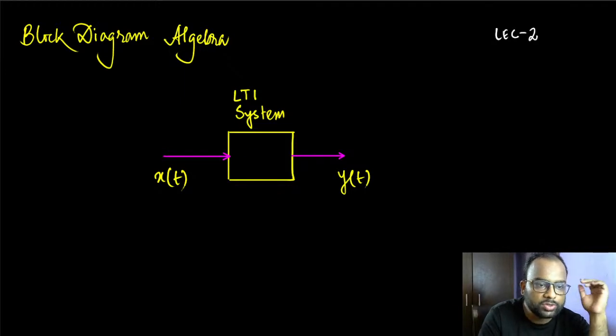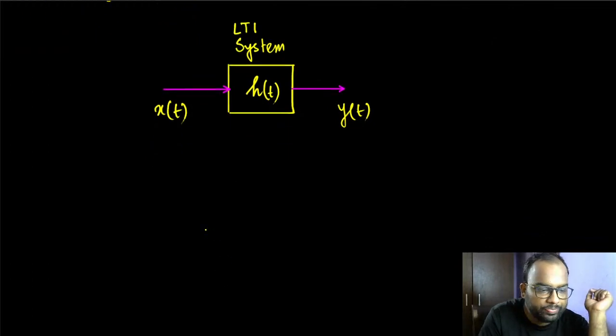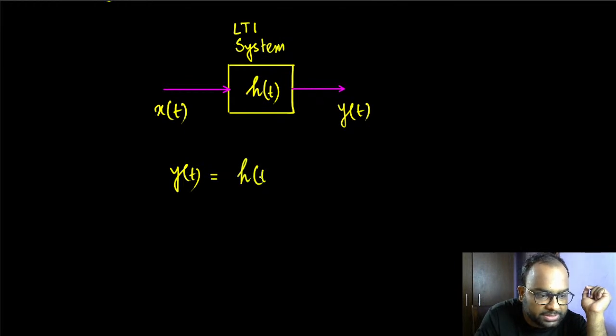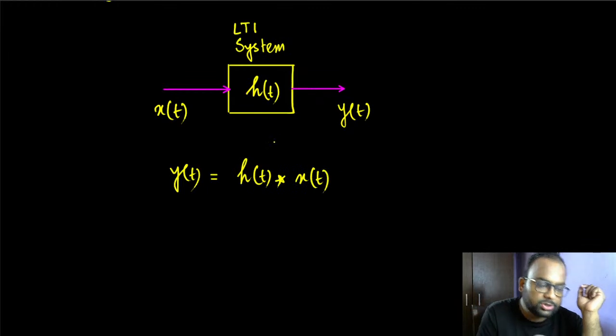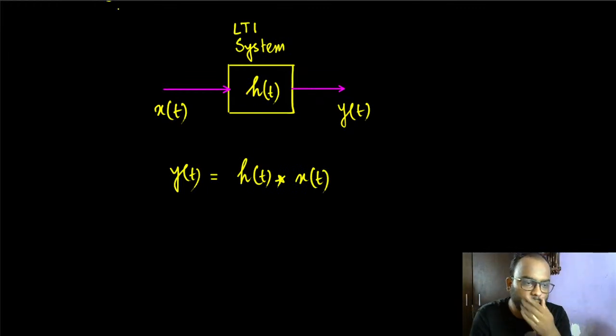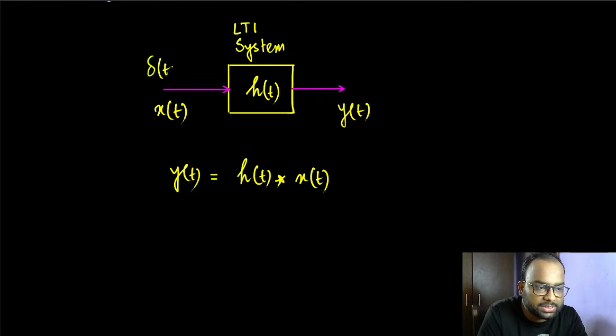If we know the impulse response of the system, which is denoted by h(t), then the output of the system can be mathematically calculated as the convolution of the impulse response of the system and the input to the system. Just to remind you, what is h(t)? h(t) corresponds to the output of the system when the input is a unit impulse signal delta(t).